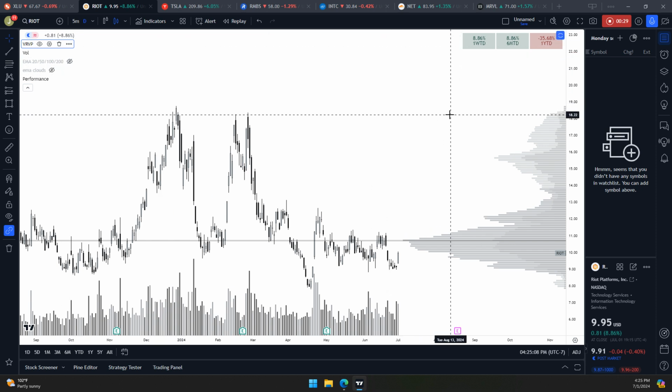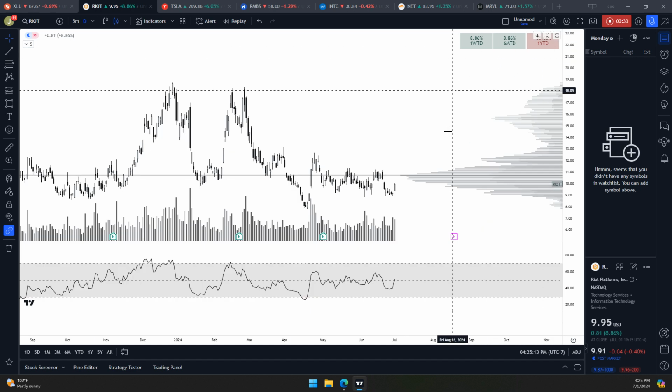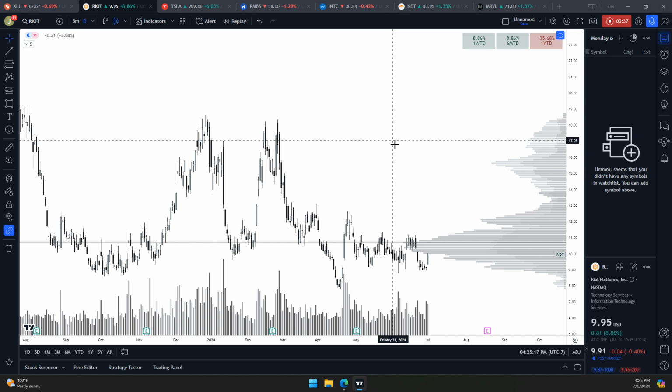Whenever I open up a new chart, I'm not going to have these indicators pull up. I have EMA clouds and then the performance in the top right. If we expand here, we're going to have RSI, and that's what I'm looking for, divergences or something like that.